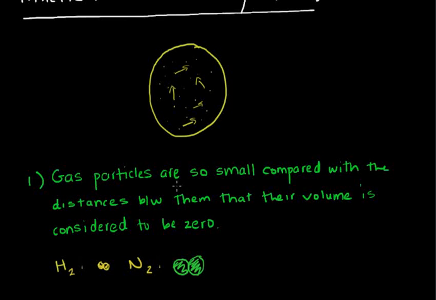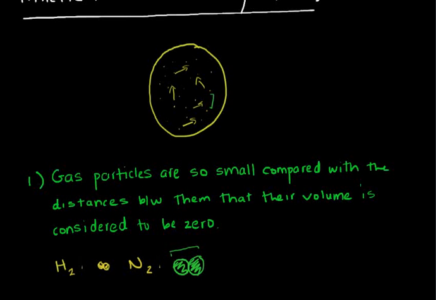But the KMT says that the differing volumes of hydrogen gas and nitrogen gas are irrelevant. If we've got 1 mole of nitrogen gas, it's going to be almost exactly equal to 1 mole of hydrogen gas. That's because the distances between the particles, distances in centimeters, millimeters, and meters, are so much larger than the 10 to the minus 10 length of these nitrogen molecules and hydrogen molecules that we can consider their volume to be zero.